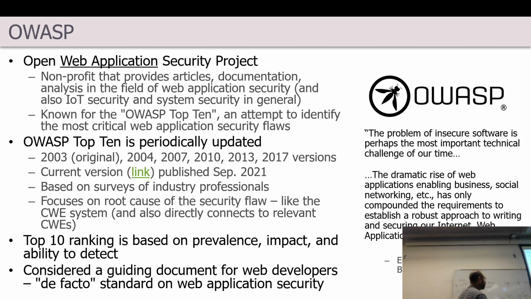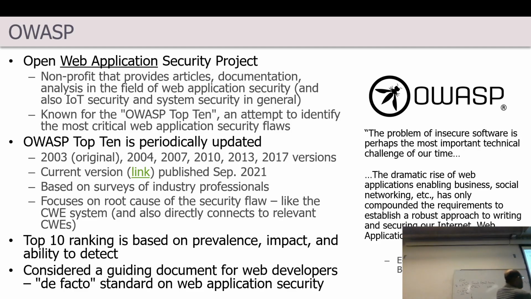That's the Open Web Application Security Project. It's a nonprofit that provides that analysis in the field of web application security. It also does IoT security, so we'll talk about that a little bit later in the semester. They're mostly known for the OWASP Top 10. That's the 10 most critical web application security flaws. It's based on surveys of industry professionals.